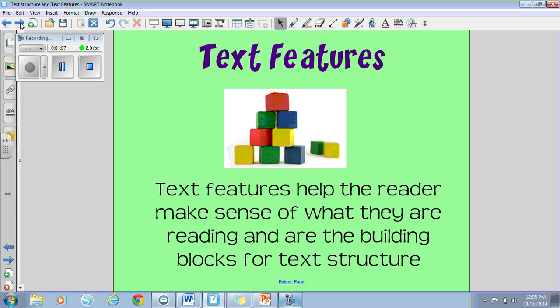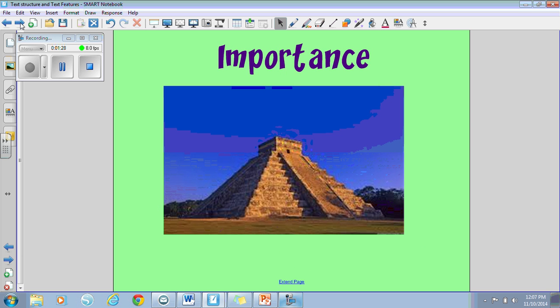Text features also help readers determine what is important to the text and to them. Without a table of contents or an index, readers can spend wasted time flipping through books to find the information they need. Special print helps draw the attention of the reader to important or key words and phrases. Understanding and using text structures and text features allow you as the reader to navigate nonfiction effectively. The structures and features are the building blocks for being able to read nonfiction.